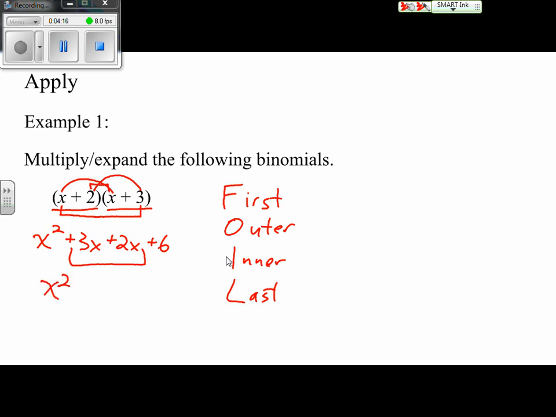So we have x squared, it's the only x squared we have, plus 5x plus our 6. And that right there is binomial expansion. And you'll notice our final answer here has turned into a quadratic. It's got that x squared, which makes it a quadratic expression. There's no equal sign, so it's not a quadratic equation, but a quadratic expression.